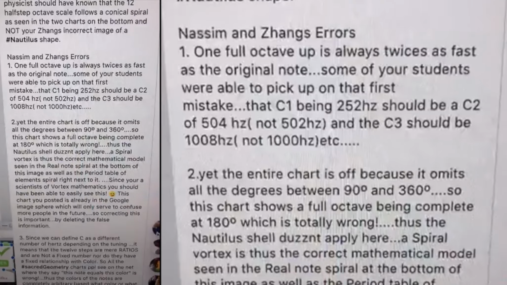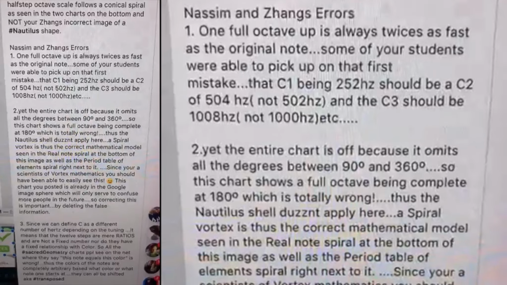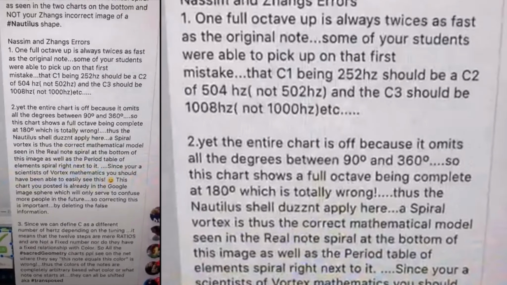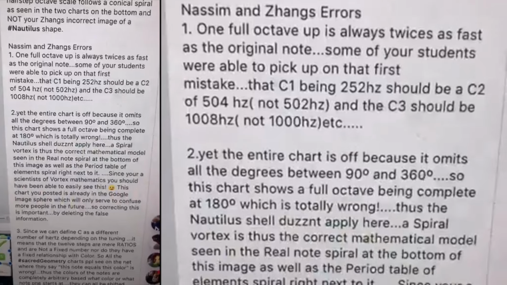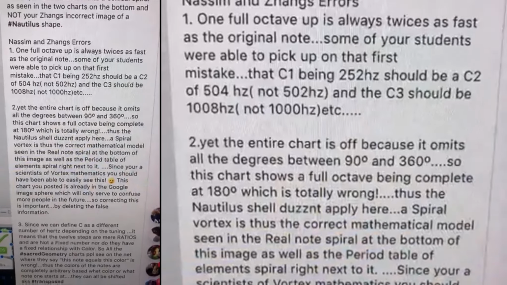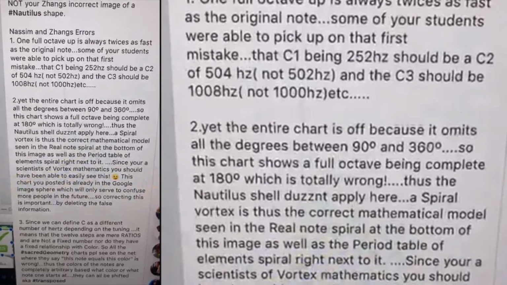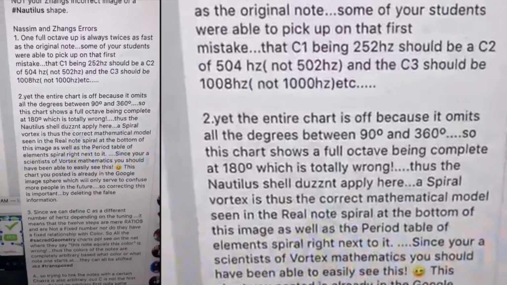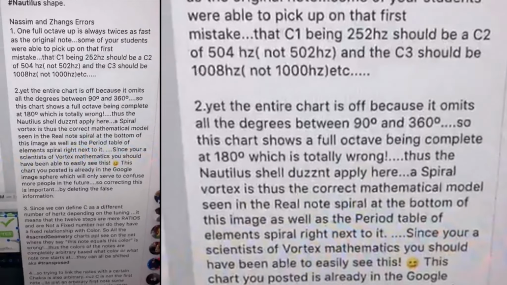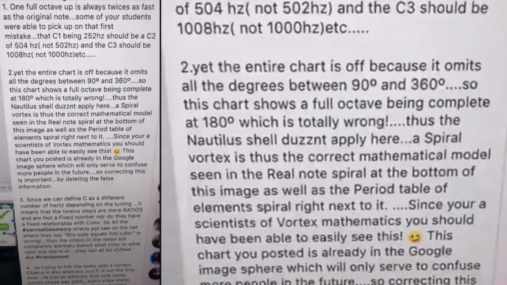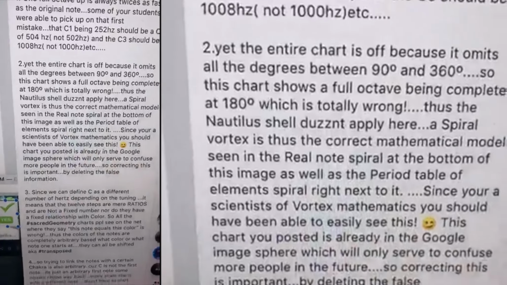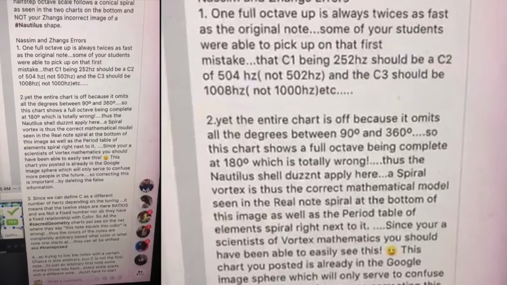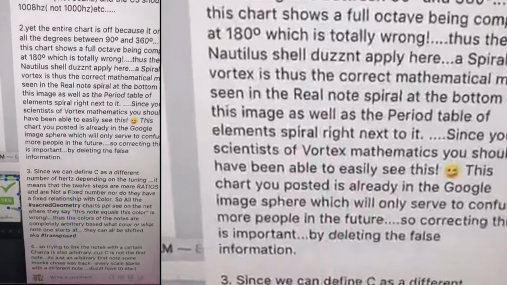All right, so one full octave up is always twice as fast as the original note. Some of your students were able to pick up on that on the first mistake. That C1 being 252 hertz should be a C2 of 504 hertz, not 502 hertz. And the C3 should be 1,008 hertz, not 1,000 hertz, because they rounded it off. You can't round these things off. It messes things up, right? That was his first mistake, and his students found his first mistake, and he never replied to them.